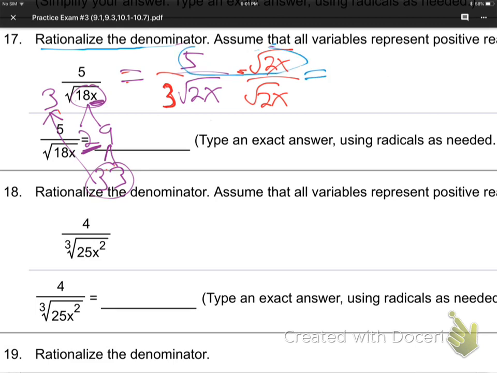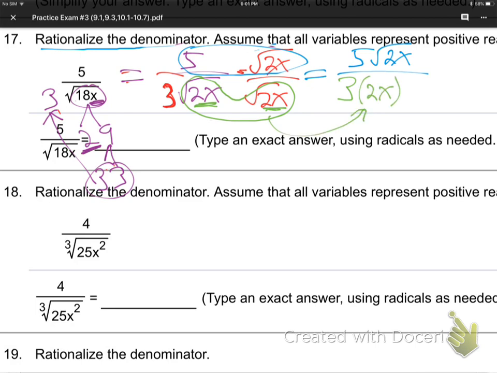Well, on the top, it's just going to be 5 times root 2x. On the bottom, it's going to be the 3. And now what's root 2x times root 2x? Well, that's 2x inside a root twice. Remember what roots are? Roots are 2 for 1 deals. So 2x in there twice sends 1 2x outside the root and no more root.